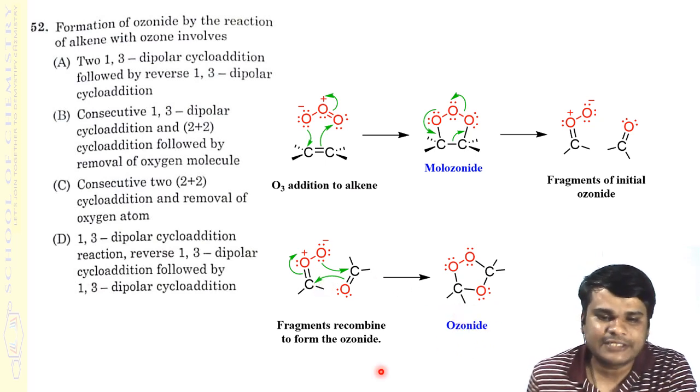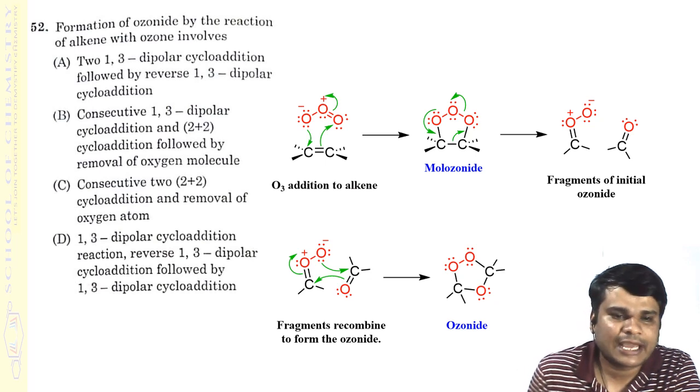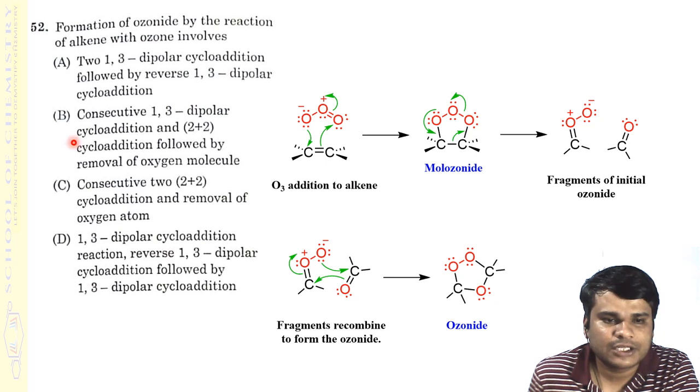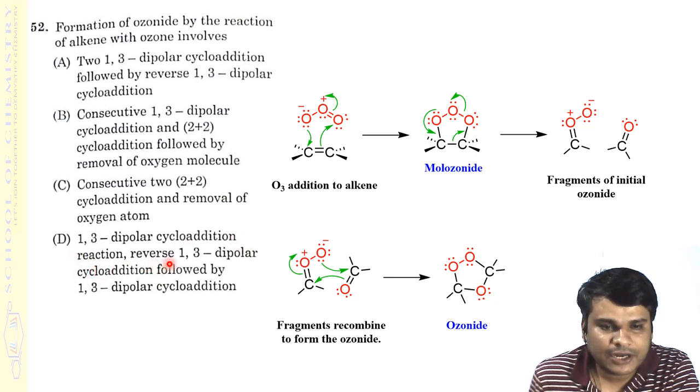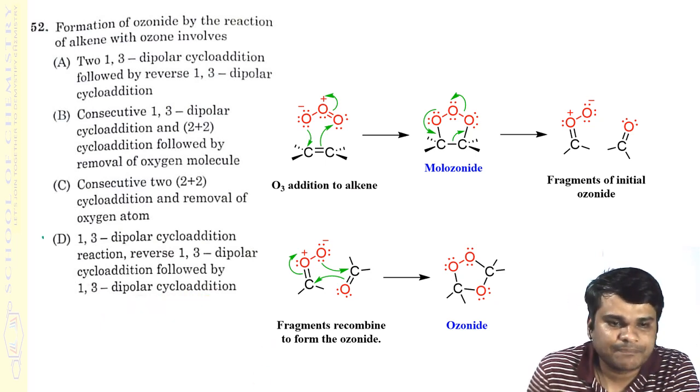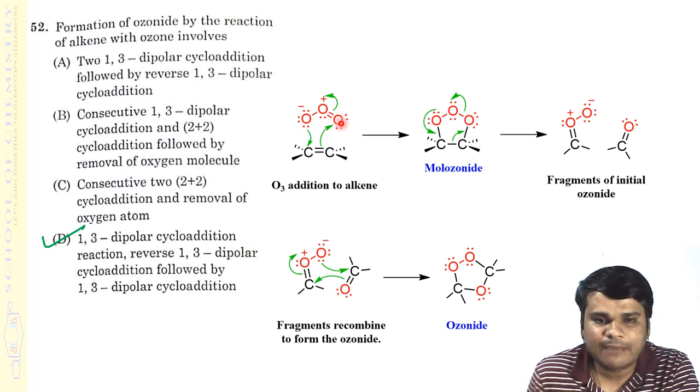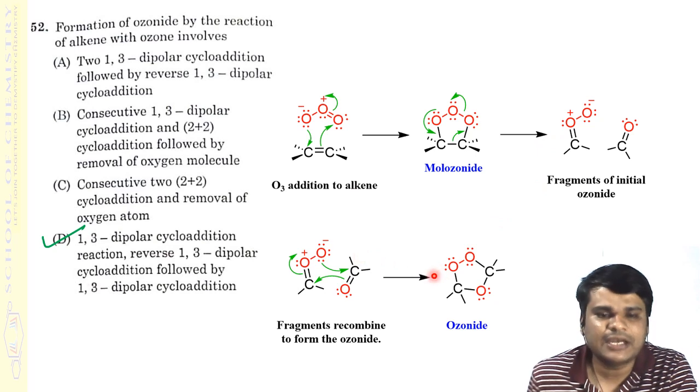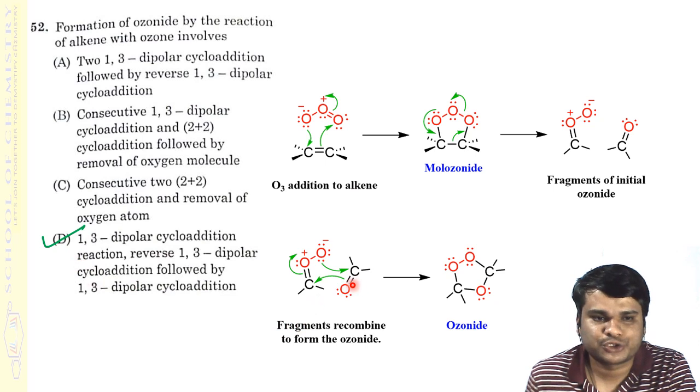So of course, if you know the ozonolysis mechanism, this question can be answered straight away. The option should be consecutive 1,3 dipolar... no, the correct answer here is 1,3 dipolar cycloaddition, reverse of 1,3 dipolar cycloaddition, followed by 1,3 dipolar cycloaddition again. So this is the correct answer for the question, option D, right? In the first step 1,3 dipolar addition is happening, in the second step reverse of 1,3 dipolar addition, and in the third step again it is 1,3 dipolar addition. That is exactly option D, which is the correct answer for this question.